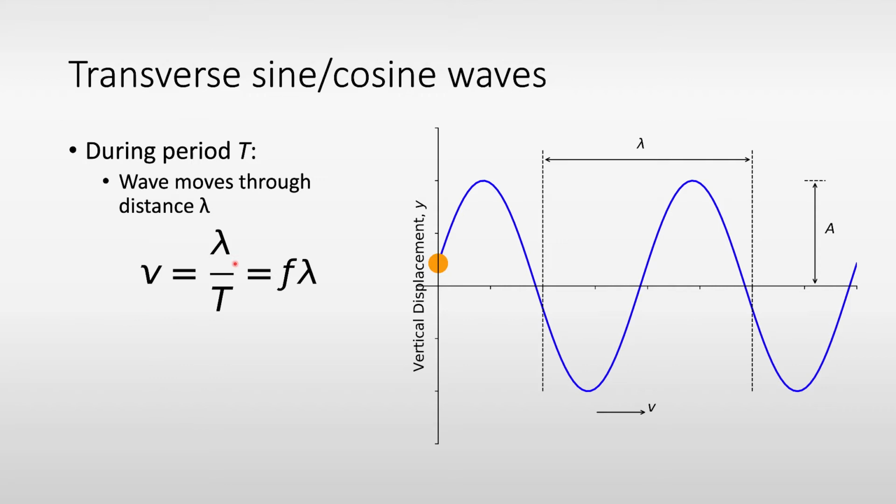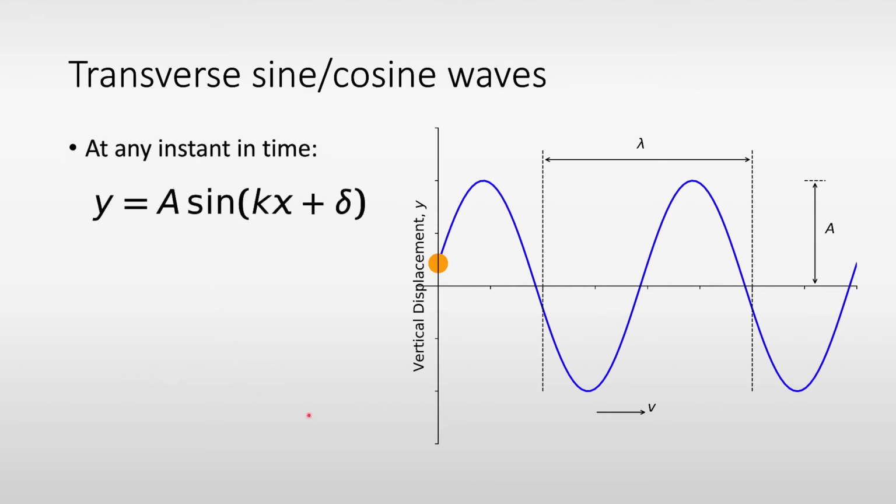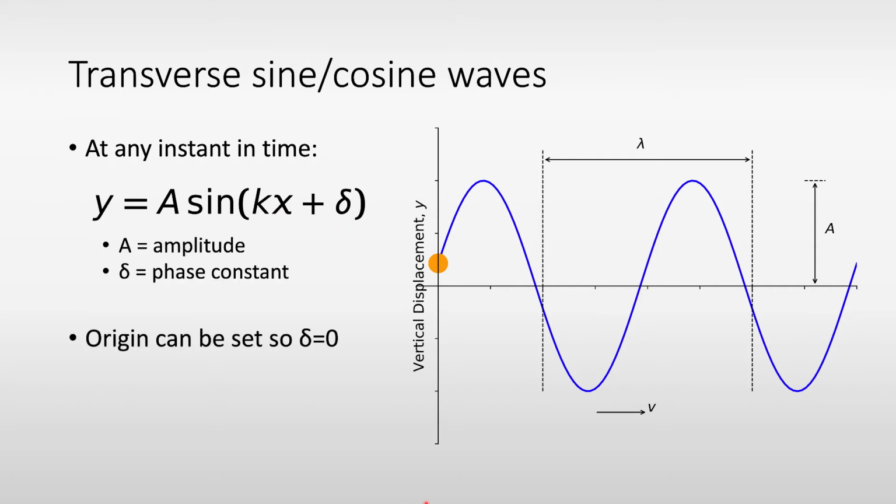velocity of the wave by the ratio of the wavelength to time, which is f lambda, an equation which you are most likely familiar with, relating the phase velocity and the frequency in hertz. At any instant in time, we can define the y disturbance, so the localized disturbance of the medium, as a function of the position and the phase shift delta. So we have the amplitude, the phase constant, and we can set the origin so that delta equals 0. In this case, k is a constant scaling the wave in the x direction.